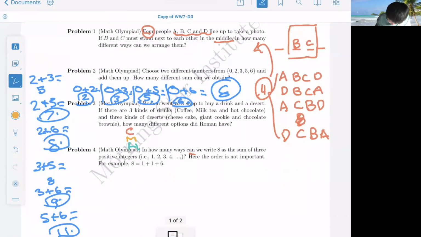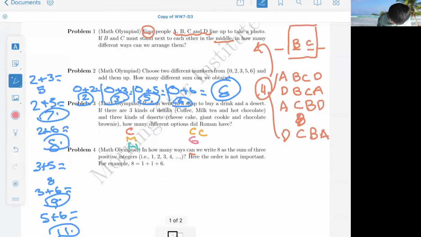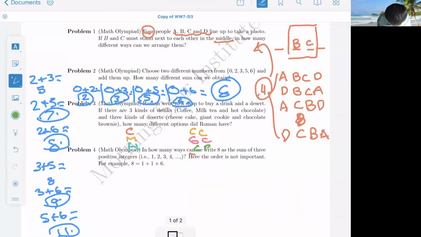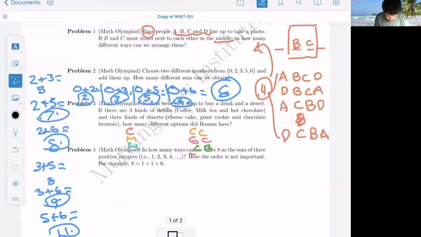We have cheesecake, we say that's CC, giant cookie, GC, and then chocolate brownie, CB. Okay, so here we can see that if we first choose coffee, then we have 1, 2, 3 different types of drinks afterward. So we write a 3 here.